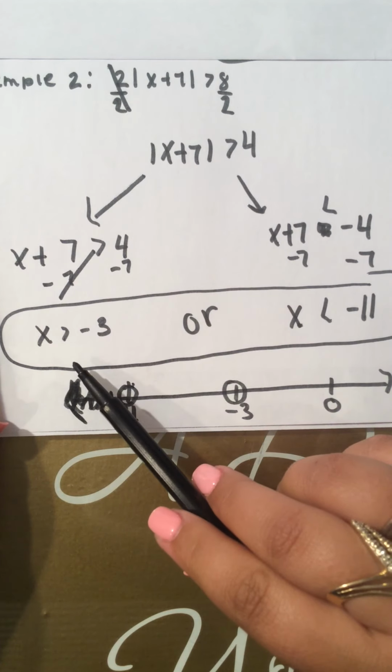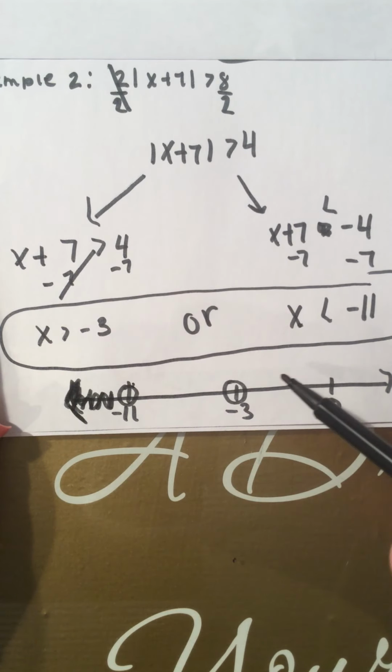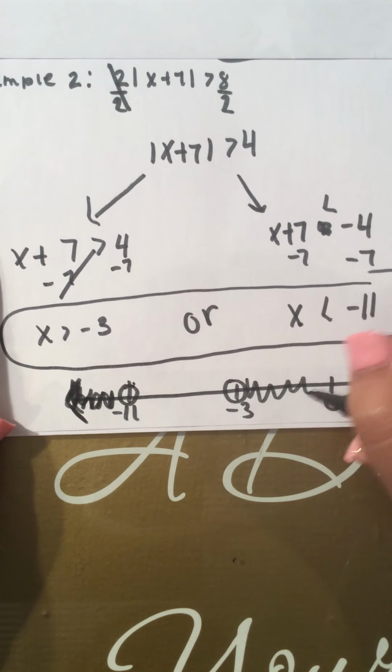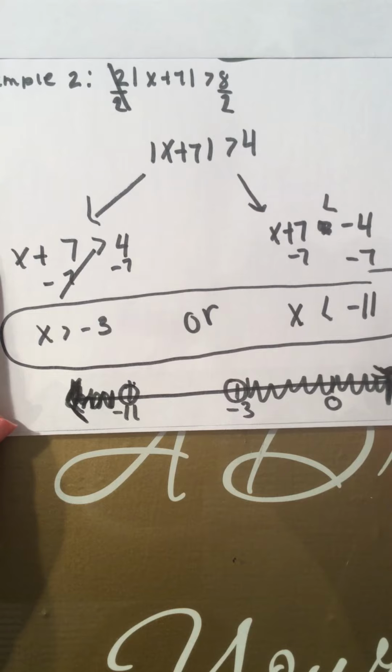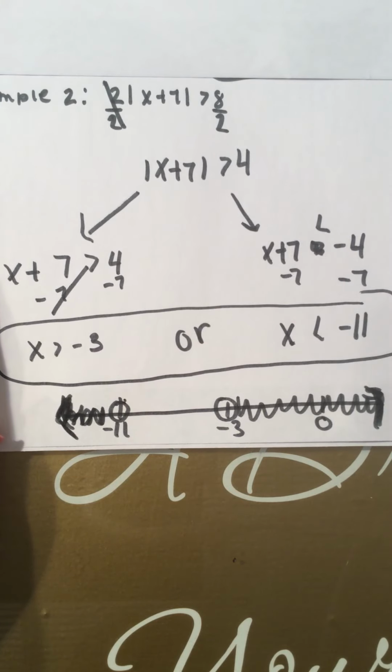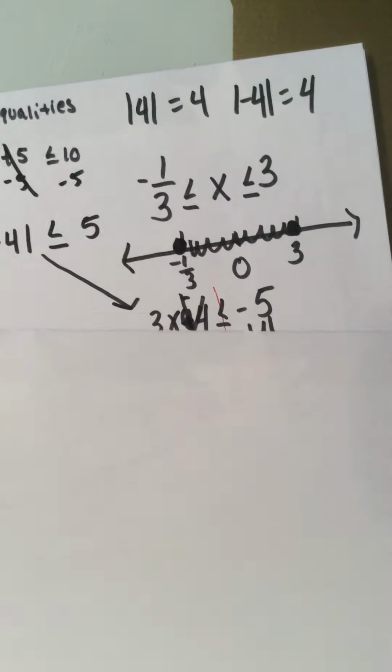And then this one, I'm shading anything greater than. So I'm just picking 0 because this one's the easiest. 0 is greater than negative 3. 100%. So you shade this way. Okay. Let's go to our last example.